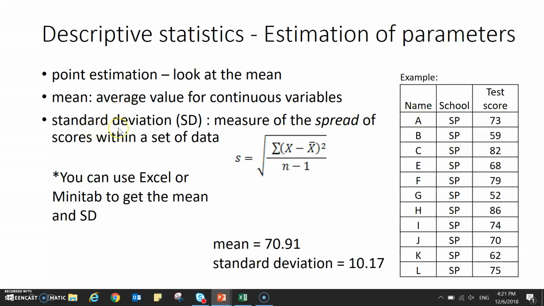Whereas if you calculate the standard deviation, you are measuring the spread of scores within this data set. The bigger the standard deviation shows you that the wider the spread of scores, meaning that there are a lot of differences among the various individuals in this group in terms of their test score. The standard deviation can be calculated using this formula, but for the purpose of this course, we will not require you to do the manual calculation. Instead, you will be using software such as Excel or Minitab to get the mean and standard deviation.